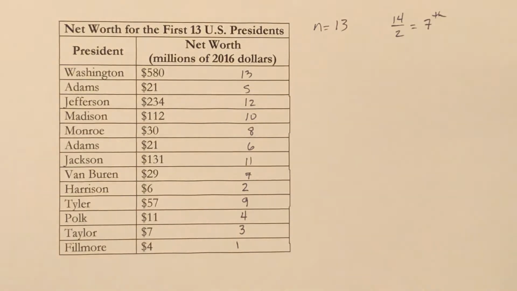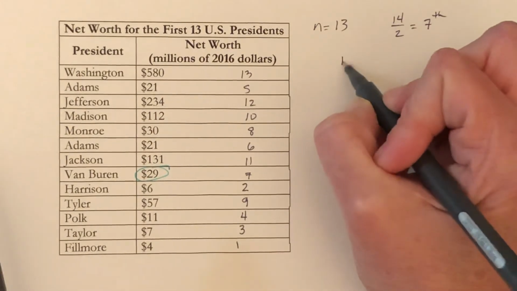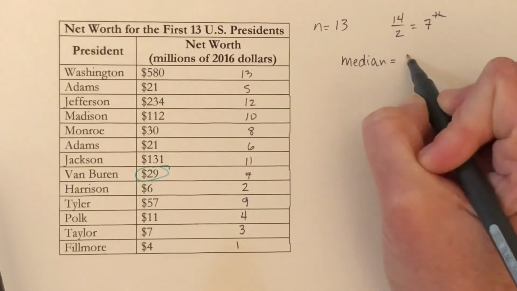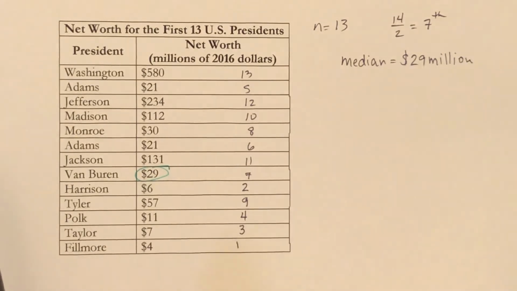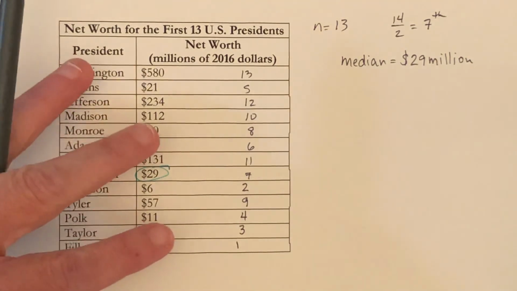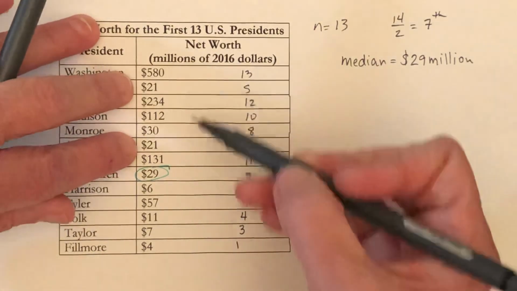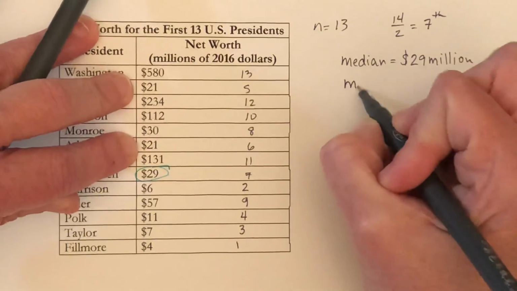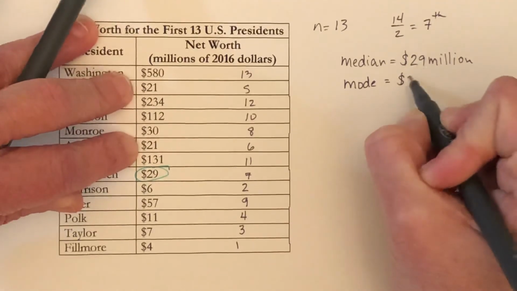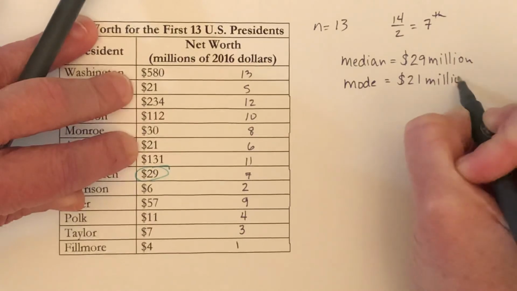And so the 7th number was the median. The 7th number is right here. Mr. Van Buren. The median is $29 million. Okay. So, mode. Do we have a mode? Is there anything appearing more than once? Actually, yes. 21 and 21. I listed these as 5 and 6, but of course I could have switched that. It makes no difference. So this does have a mode. And the mode is $21 million.